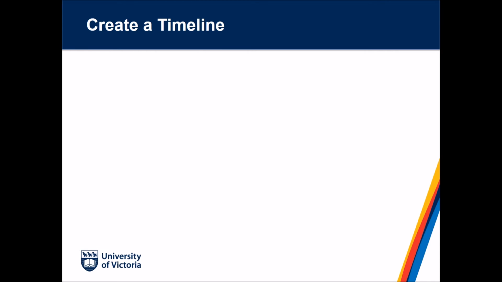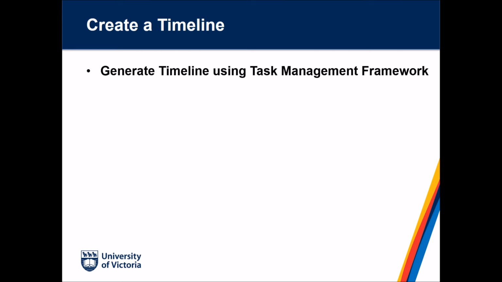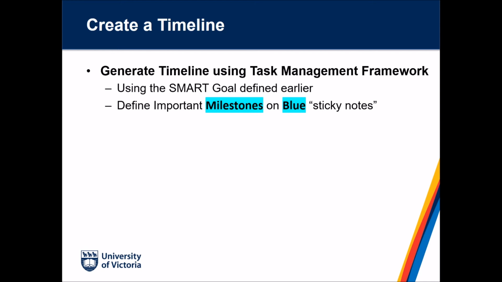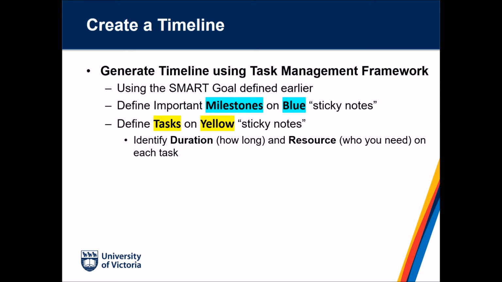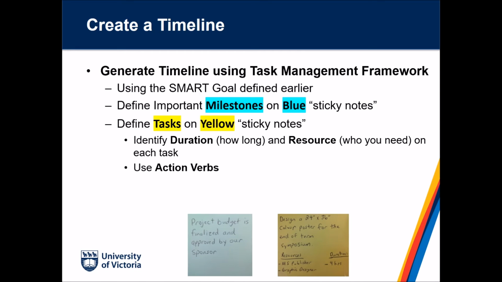In creating a timeline, a physical activity may be performed using sticky notes in the task management framework discussed in the previous slide. Utilizing the same SMART goal defined earlier, milestones are defined on blue sticky notes, while tasks are defined on yellow sticky notes. On these yellow sticky notes, we identify the duration, how long, and the resource, who is required, for each task. We use action verbs to describe those tasks. An example of both a milestone and a task are shown below.